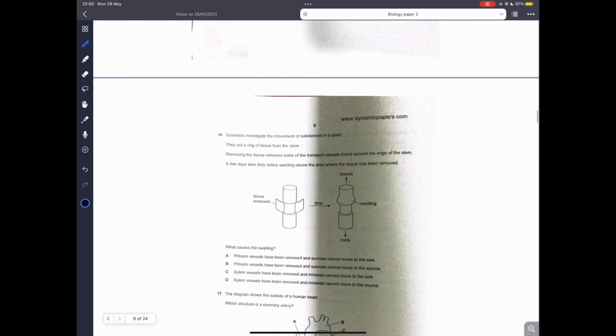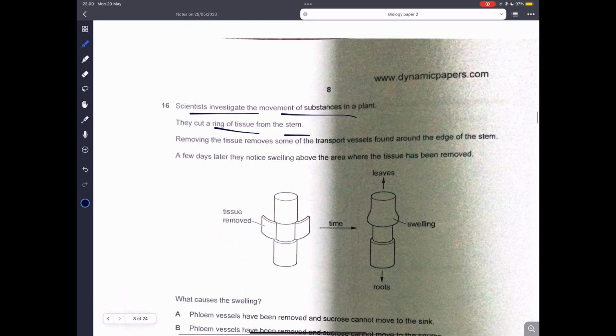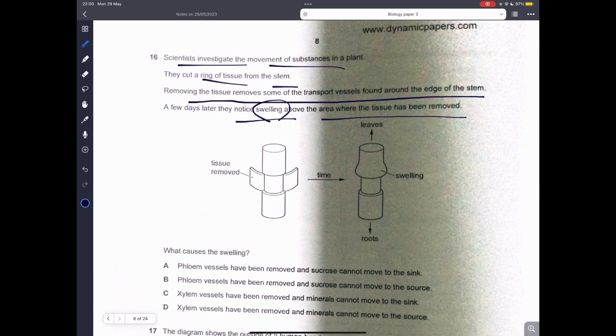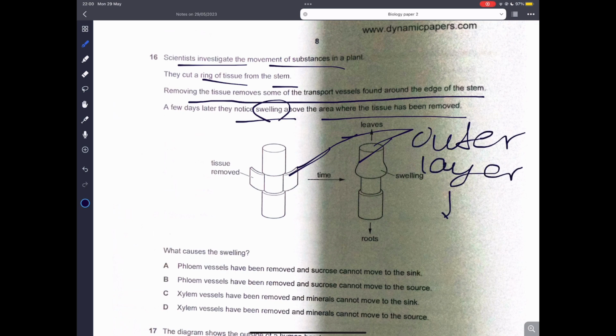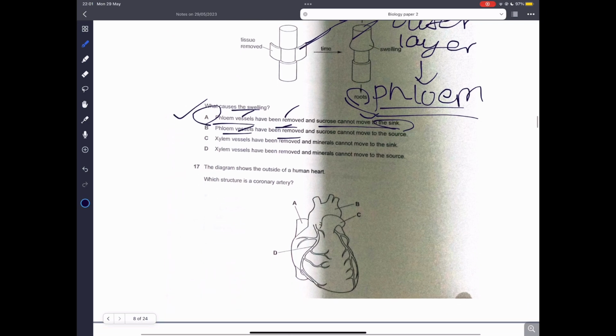Question number 16. Scientists investigate the movement of substances in the plant. They cut a ring of tissue from the stem. Removing the tissue removes some of the transport vessels found around the edge of the stem. A few days later, they notice swelling above the area where the tissue has been removed. The outer layer of the stem is always the phloem, so it is the phloem vessel that is being removed, so A and B. And then the phloem transports the sucrose, so the sucrose cannot move to the sink, therefore A is the correct answer.